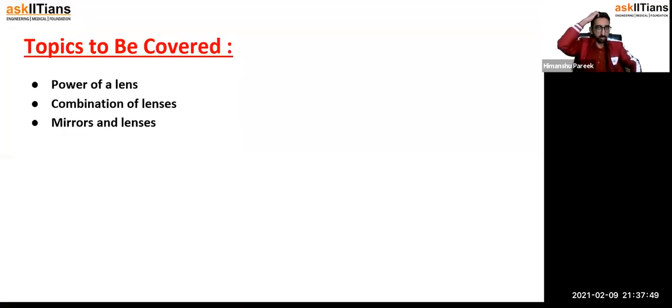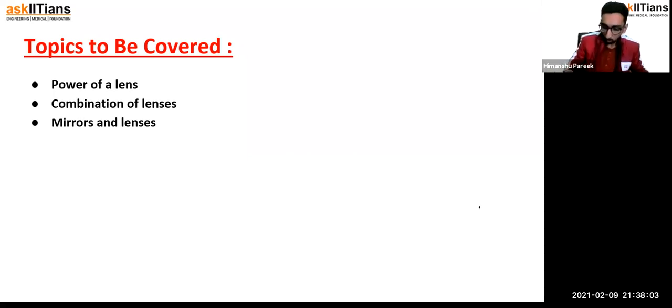I hope now we have the clarity about it, and we can begin the session with the power of a lens, which is a new concept. So what is the power of a lens? Let's see. In today's class, mainly power of a lens, combination of lenses, and at the same time mirrors and lenses combination. That would basically be just the numerical portion which I'm going to discuss with you in today's class.